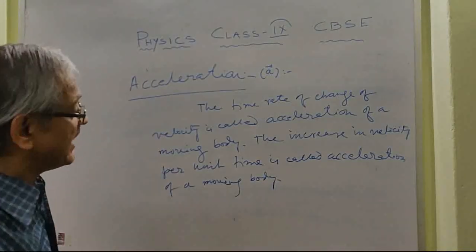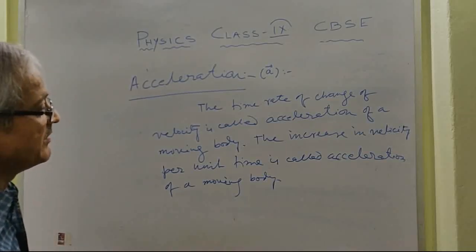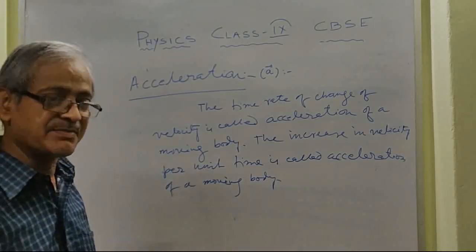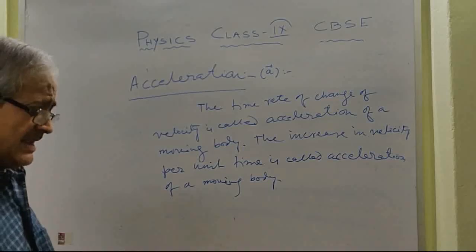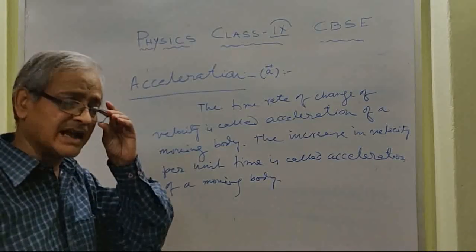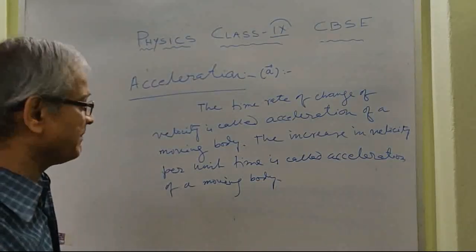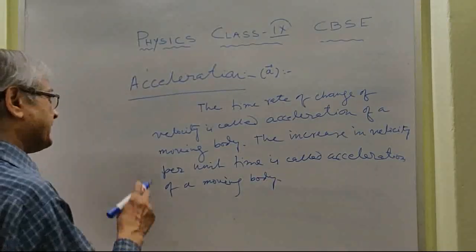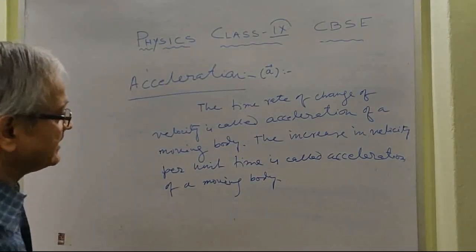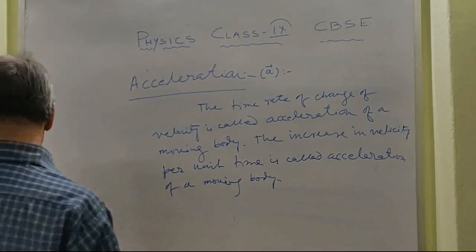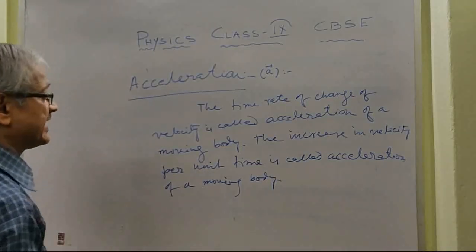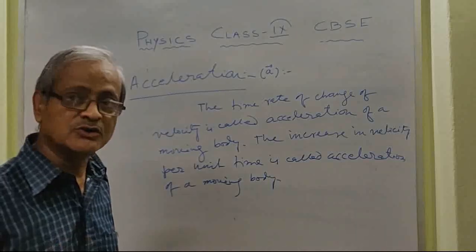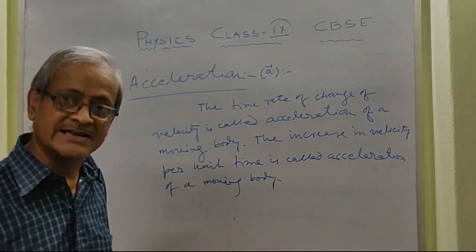Now, so the unit of acceleration in CGS system will be centimeter per second per second. In SI system, foot per second, and in FK system or SI system, it is meter per second per second. Obviously it is a vector quantity because it has both magnitude and direction.